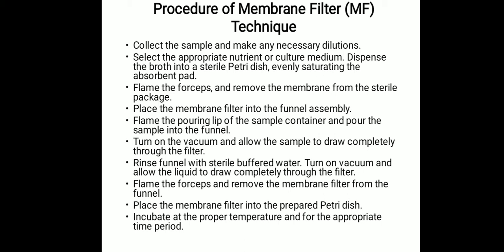We flame the pouring lip of the sample container and pour the sample into the funnel. Then we turn on the vacuum and allow the sample to draw completely through the filter. After that, we rinse the funnel with sterile buffered water, turn on the vacuum, and allow the liquid to draw completely through the filter. Then we flame the forceps again, remove the membrane filter from the funnel, and place it into the prepared petri dish.